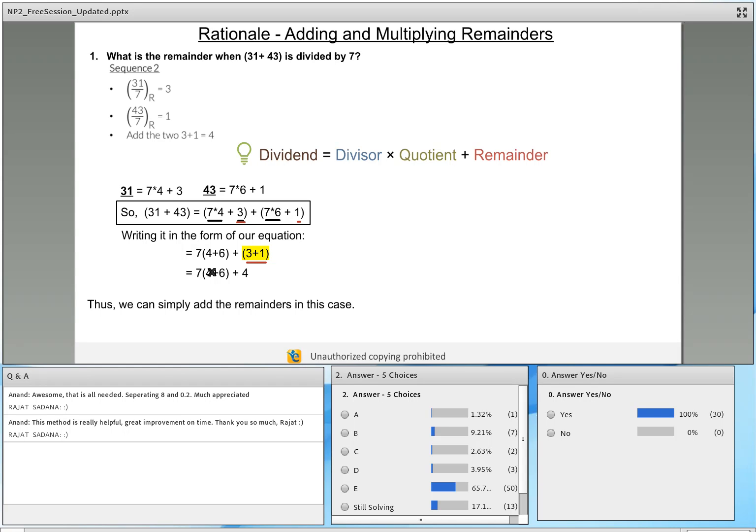Perfect. And I see some of you are posting more complex questions. Just wait for a couple of more examples and you'd see those complex questions being solved.